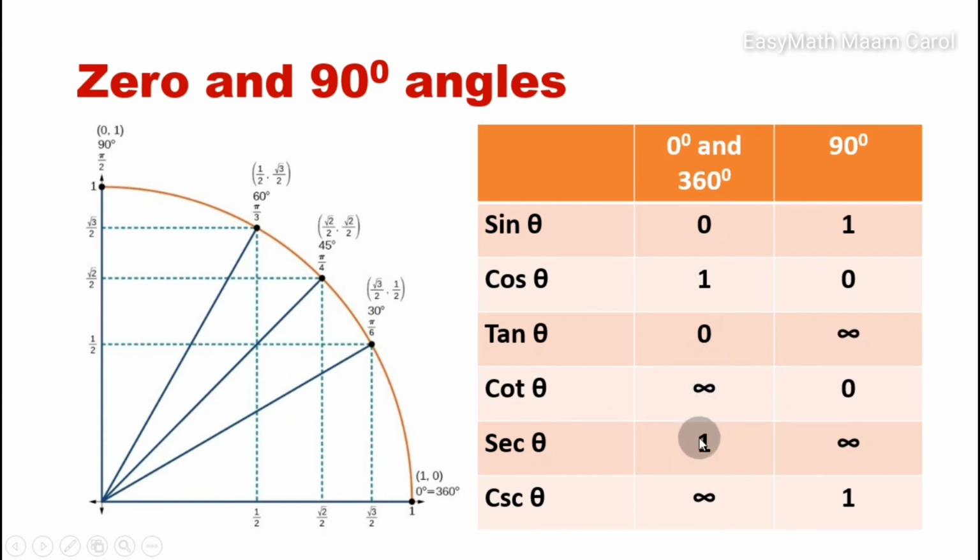And then yung secant is the reciprocal of cosine. So, what's the reciprocal of 1? That's just equal to 1. And yung cosecant naman is the reciprocal of sine. So, again, magiging denominator ay 0, kaya siya magiging undefined. So, 1 divided by 0 is undefined.